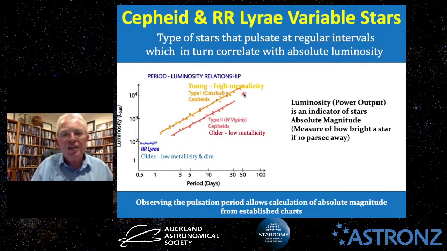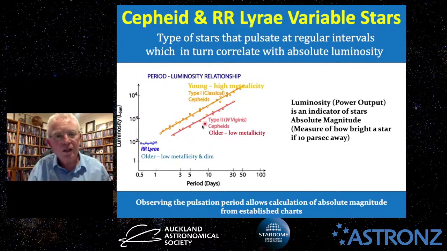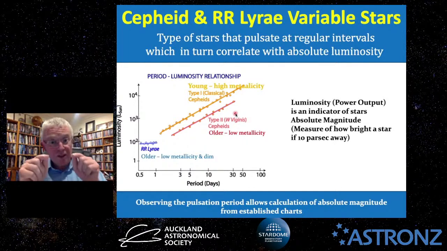So the type 1s are much younger, so they're sort of a few generations on, so they've got high metal content. Then you've got type 2 Cepheids, and they tend to be older stars and of lower metallicity. And as you can see here, for a given period for their cycle, they're that little bit dimmer. But it's really important. The reason I mention this, it's really important that you know when you're looking at a star, if you're looking at a type 1 or type 2.